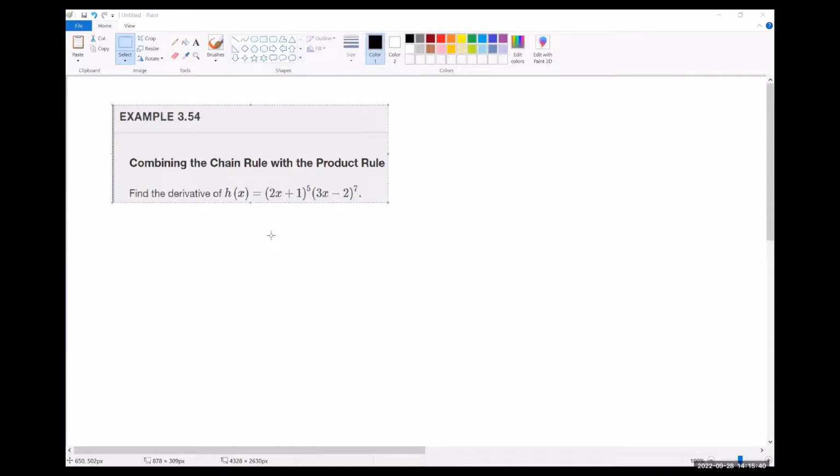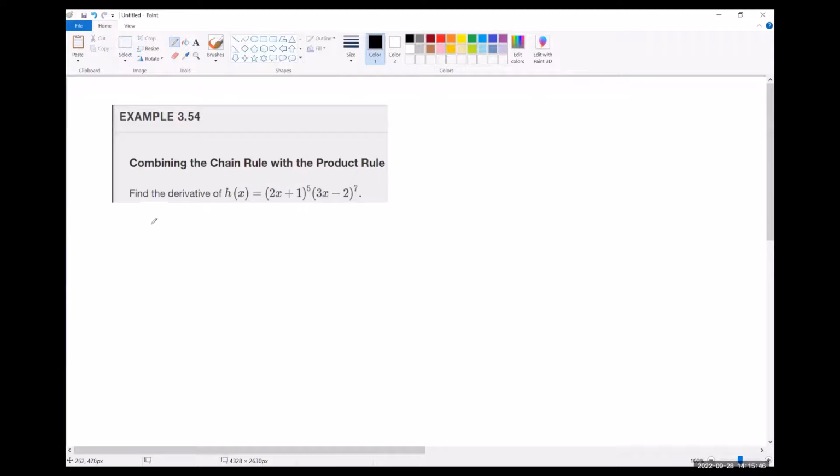All right, so I've got my problem on my paint screen. Let me go ahead and share that. And let me make sure yes, I am recording. All right, so let me go ahead and show that. All right, so here's what we need to do then.